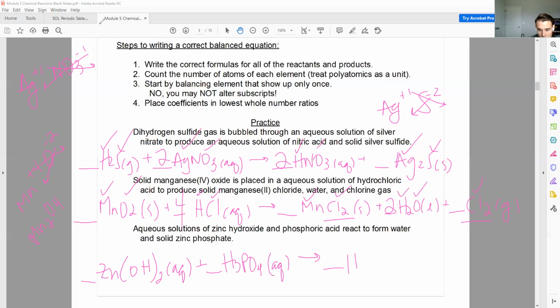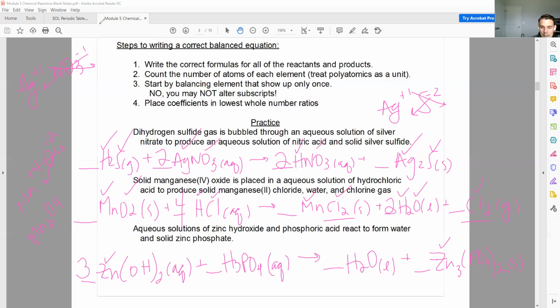So you need to make sure that you're practicing your nomenclature to form water and solid zinc sulfate. Okay, now to balance it, I've got 1 zinc on the left, I have 3 on the right, so I need to pop a 3 there, so the zincs are good.